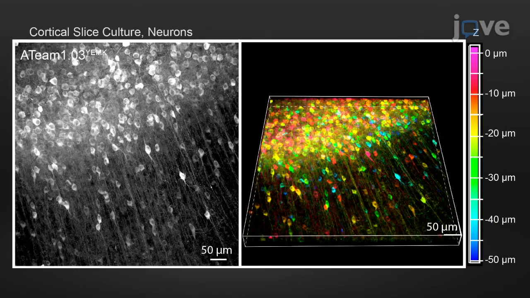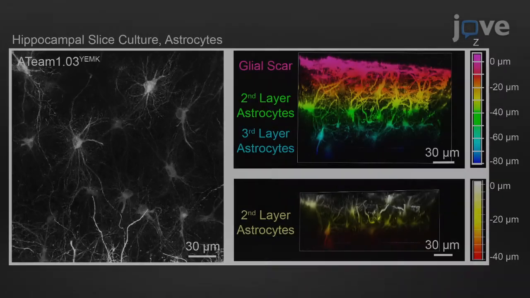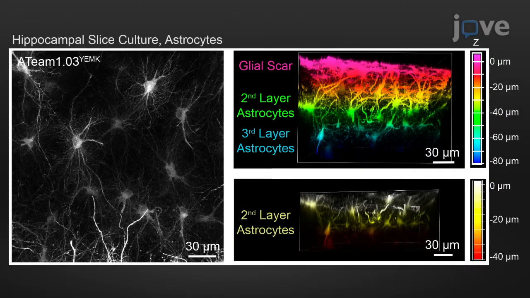In this protocol, 10 days after a transduction, neurons expressing ATeam1.03YEMK were found at high density in the neocortex of cultured tissue slices, at depths of up to 50 micrometers below the slice surface. Comparable results were achieved in the hippocampus. For astrocytes, ATeam1.03YEMK was expressed under the control of the human glial fibrillary acidic protein promoter.